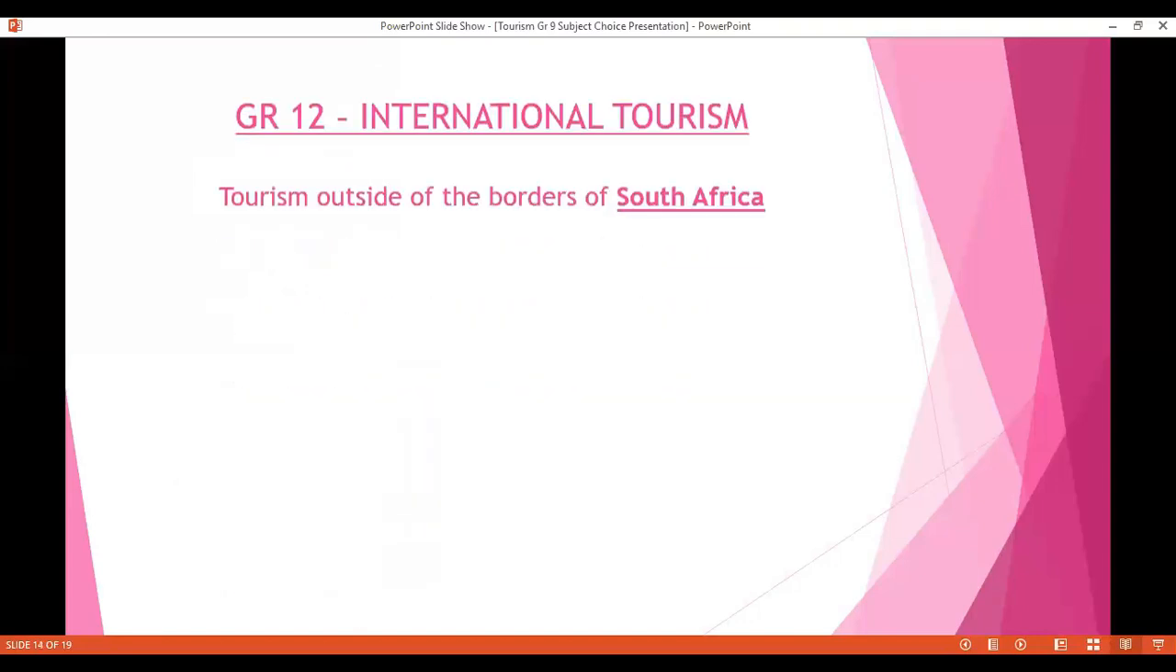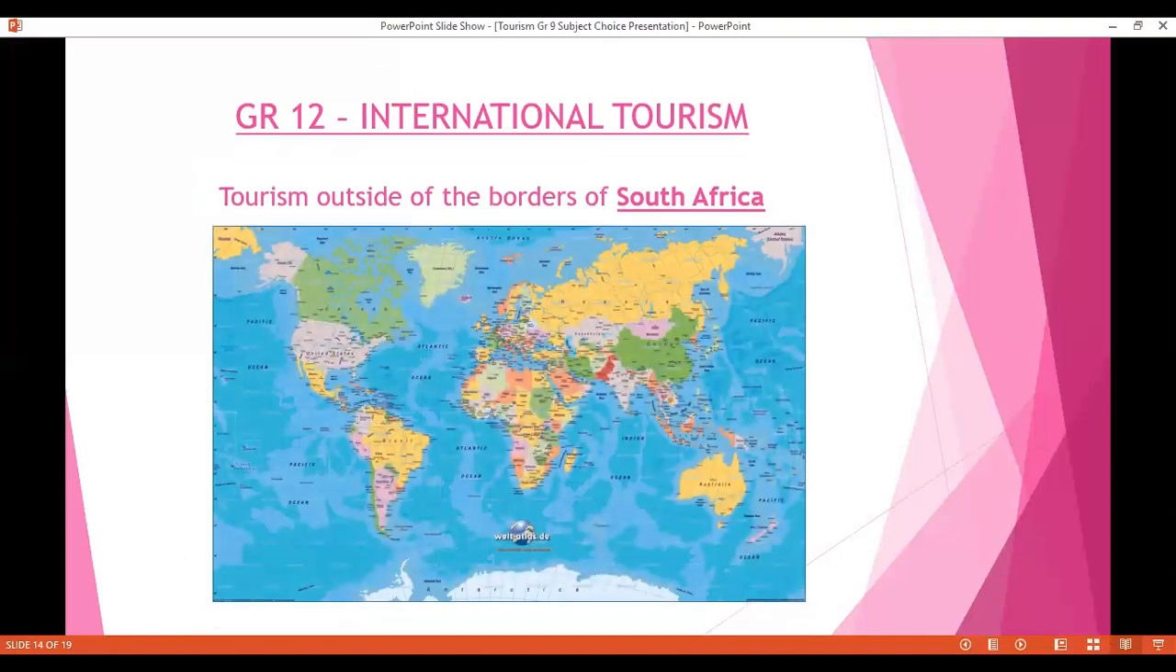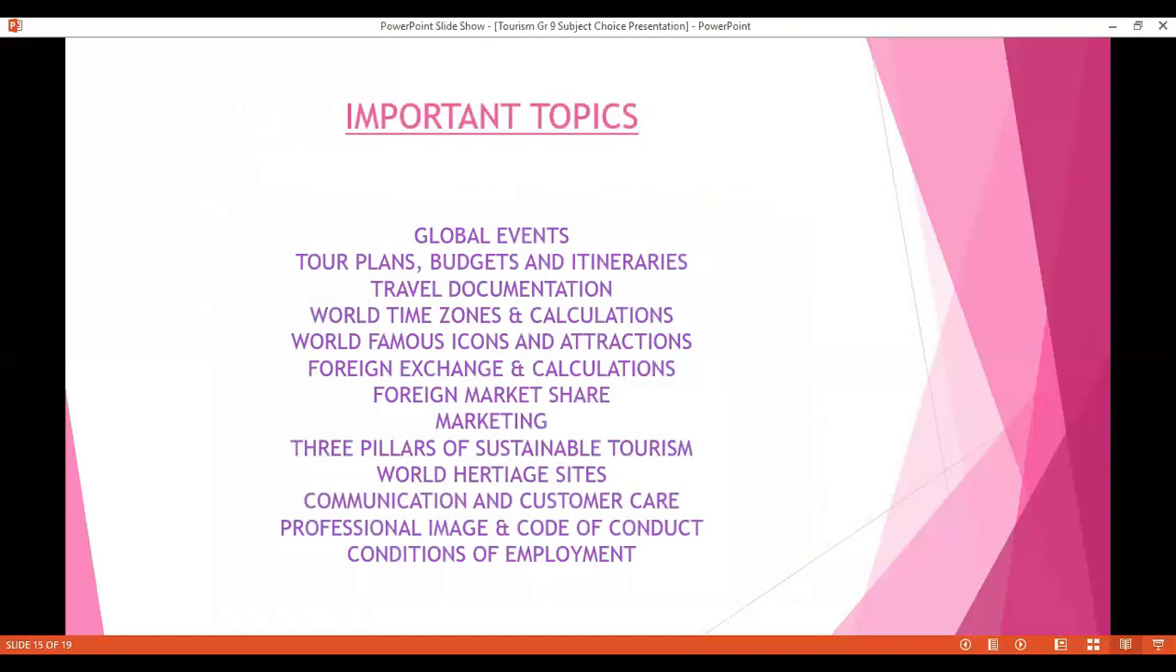When we look at grade 12 tourism, we deal with international tourism. That's tourism outside the borders of South Africa. So we go global, we go worldwide, we look at what is happening across the world, how events affect tourism all over the world, and we also look at tourist attractions from all over the world.